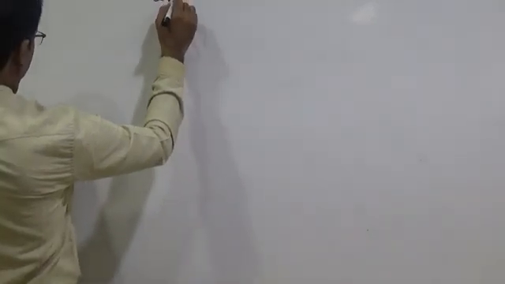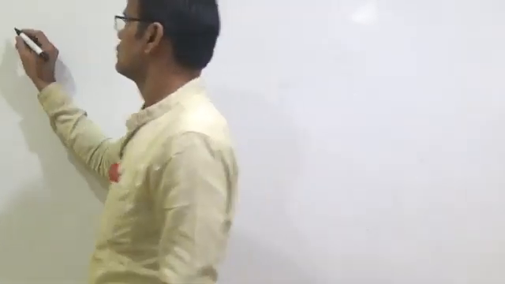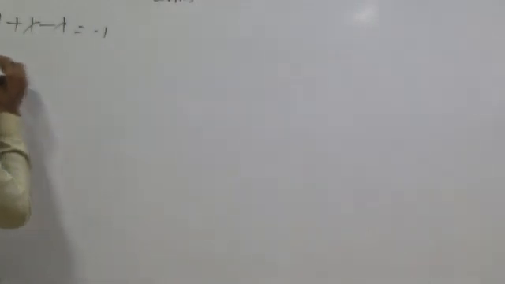The value of i square plus i power 4 plus i power 6 plus so on until 2n plus 1 terms. Put n is equal to 1, this is a shortcut. So n is equal to 1, meaning 2n plus 1 is 3, so we can take 3 terms here. This is minus 1 plus i power 4, which is 1, plus i power 6, which becomes minus 1. So 1 minus 1 get cancelled. Answer is minus 1.